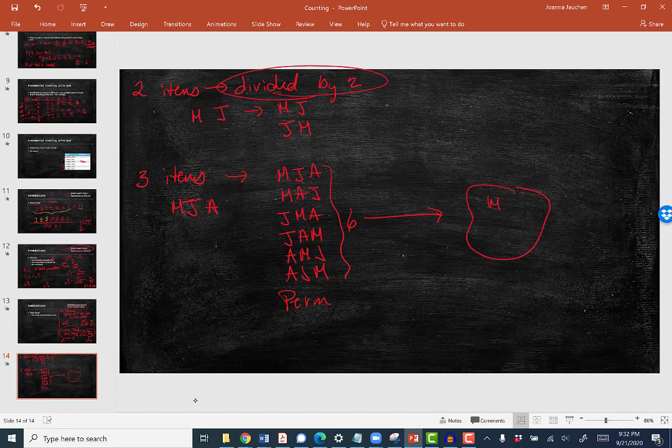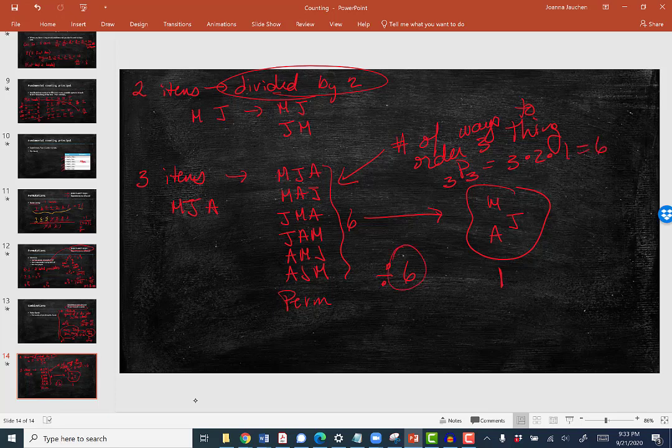So here I have to divide by 6. I don't really care what order these 3 people are. I just want a group of 3 people. So I would divide by 6. But this makes sense because this list is the number of ways to order 3 items. It's the number of permutations. It's 3 times 2 times 1, right? And that's 6.